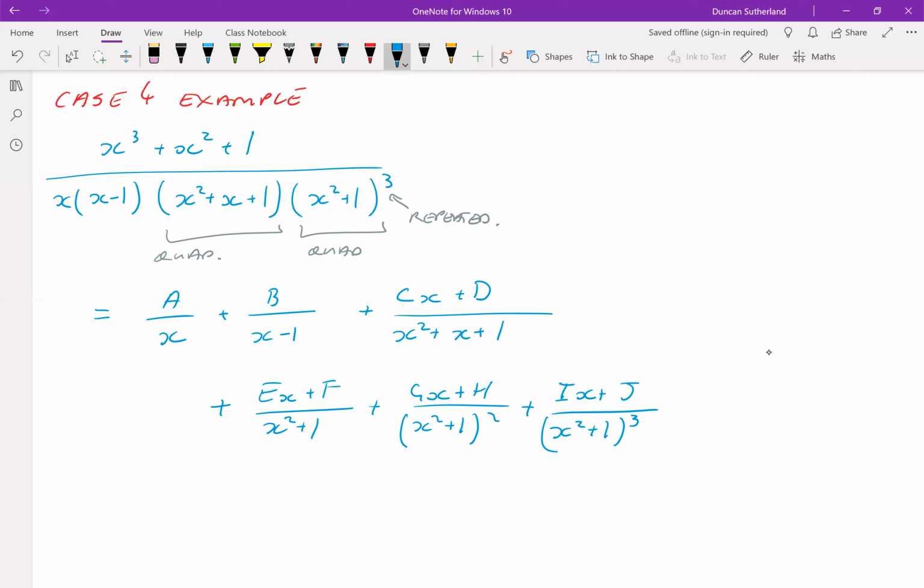All right. So yeah, we're done. We've now got 1, 2, 3, 4, 5, 6, 7, 8, 9, 10 constants, and we solve this in the same way as we would normally.